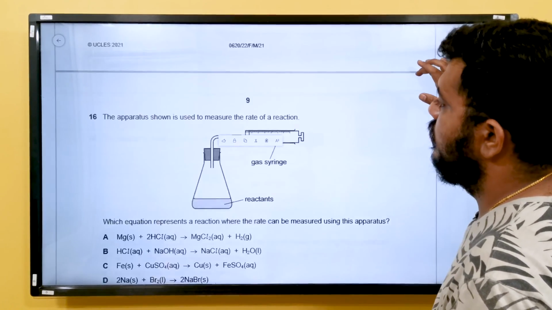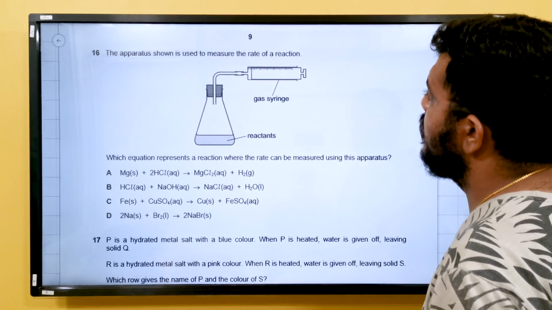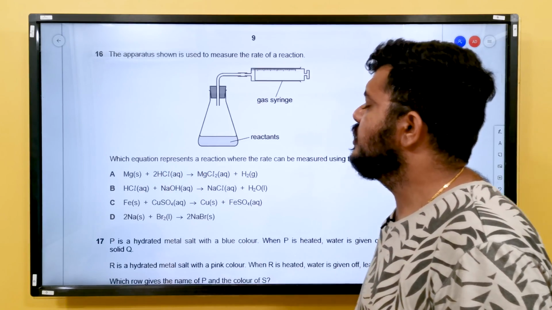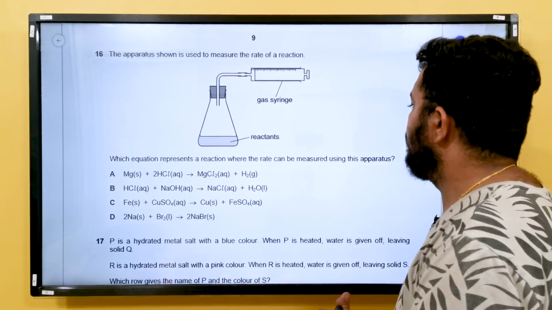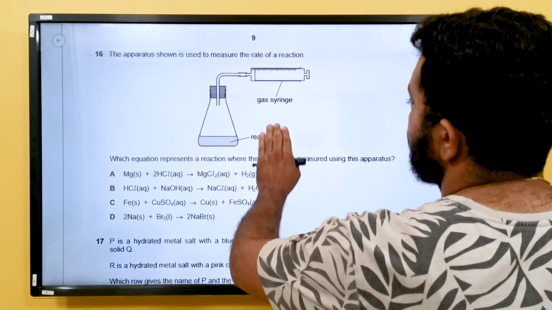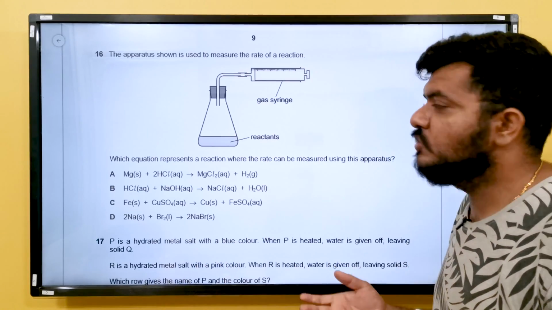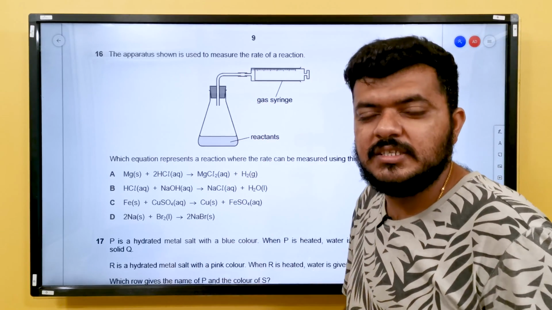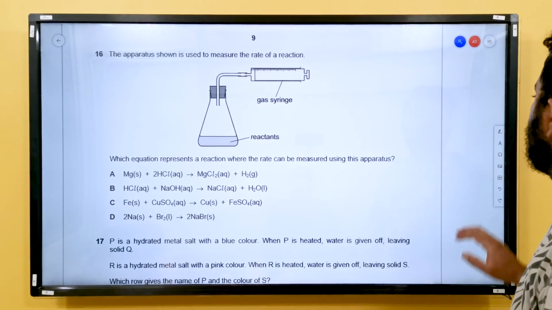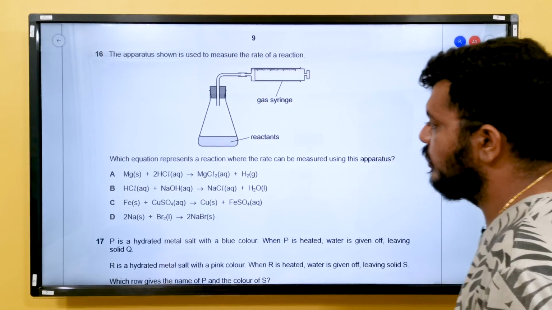Okay. Now, the apparatus shown is used to measure rate of reaction. Which equation represents a reaction where the rate can be measured using this apparatus? Okay, so you have a gas syringe, therefore your products must have a gas. Otherwise, you will not be able to use this gas syringe and this apparatus is useless. Let's look at which equation has gas in its products, not reactants, products.